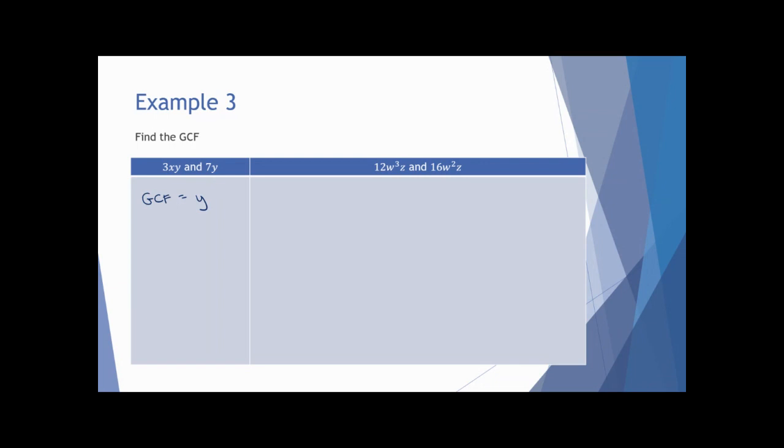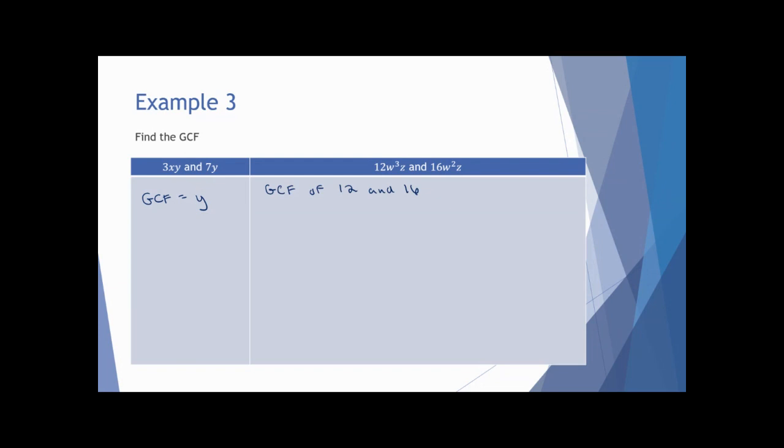Now let's look at the second example here. We have 12w cubed z and 16w squared z. So we're going to work piece by piece. We're going to find the GCF out of the numbers, the GCF out of the w parts, and then the GCF out of the z parts. So we want to first find the GCF of 12 and 16. So we want to ask ourselves, what is the biggest number I can divide out of 12 and I can divide out of 16?